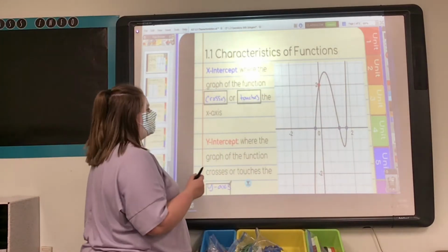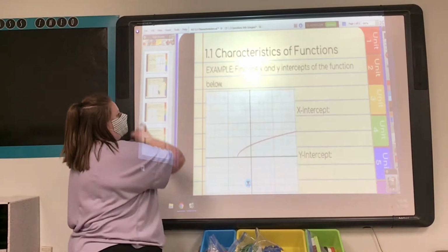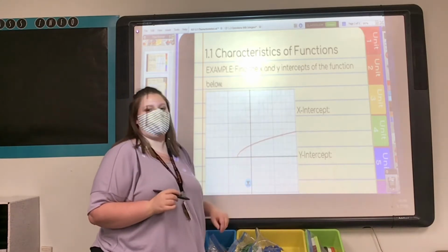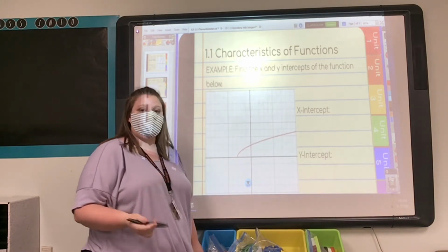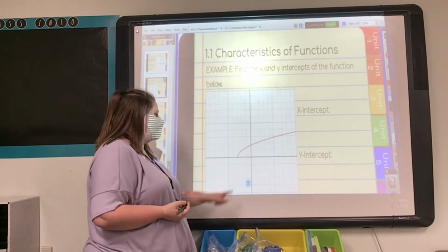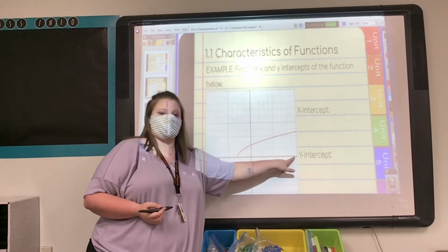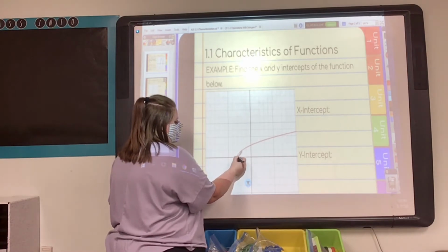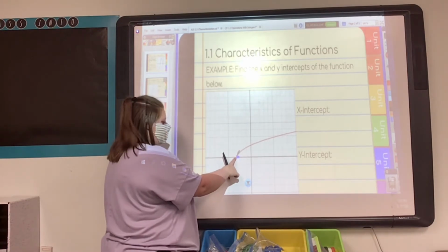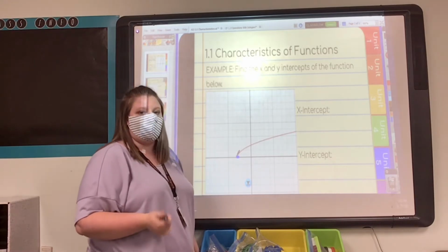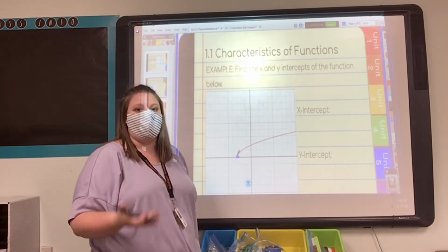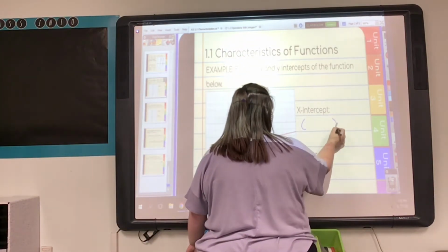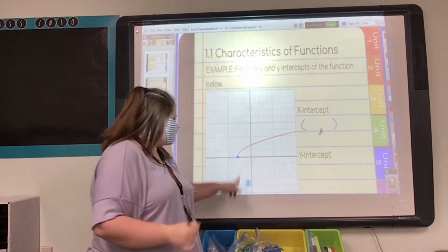Alright, so we're going to look at a few examples and go through and find the x and y-intercepts for each of them. So first we've got the graph of this function, and we want to find the x-intercept. So to find the x-intercept, we're looking for where the graph crosses or touches the x-axis. So looking at this graph, there's only one spot where the graph touches the x-axis, and that's right here. And when we write the x-intercept, we always write it as an ordered pair. So we always write it with an x value and a y value. So we're looking for this point.